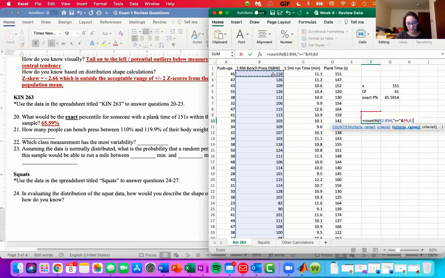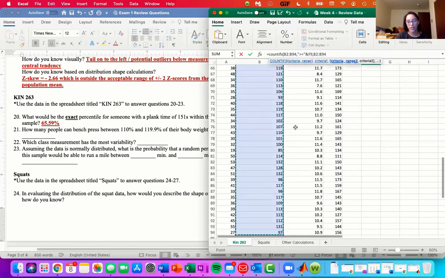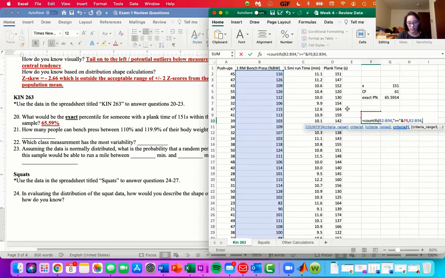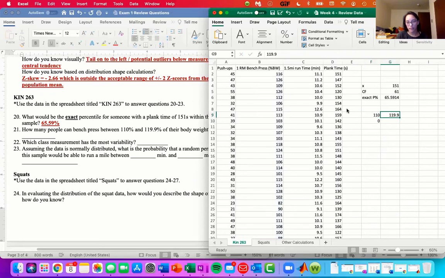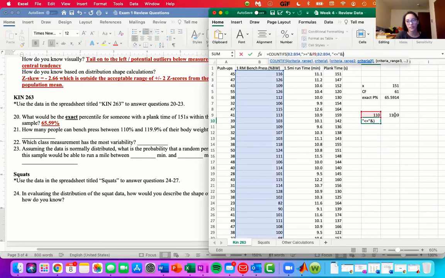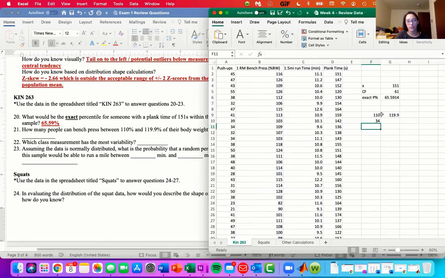And then I can list my second set of criteria, which applies to the same range. But I want these values to be less than or equal to 119. And there we go. Now you're looking up in the formula bar. Two sets of criteria for the same range of data should give us how many values are between these two numbers.